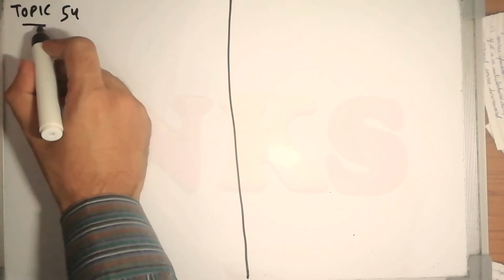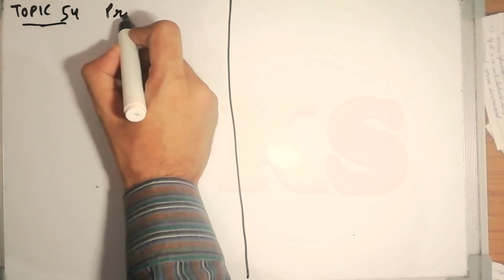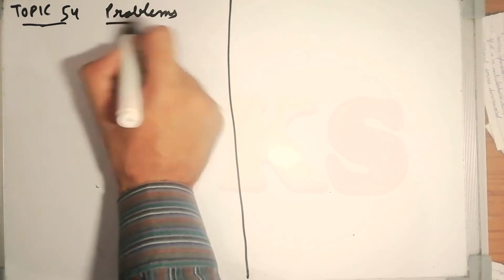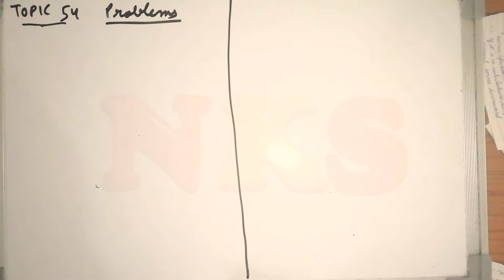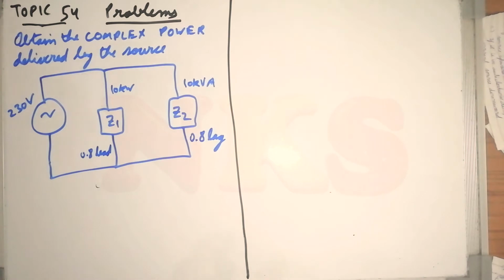So today we will start with topic 54. We will not study anything new, but we will see a few problems. Okay. So this will be problem solving, and first we will see a question on three phase AC power. Now this is the question given to us: we have to obtain the complex power delivered by this source.